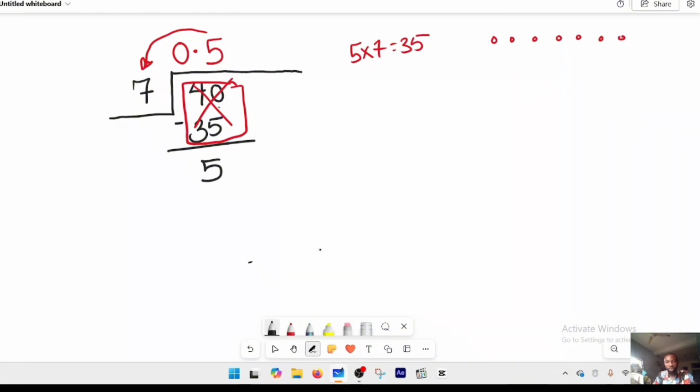Since we have 5 here, we count the 5. 1, 2, 3, 4, 5. It's not up to the 7. Then what do we do? Since there's a 0 point here, put your 50 here. And if you do that, you count this up to 50.